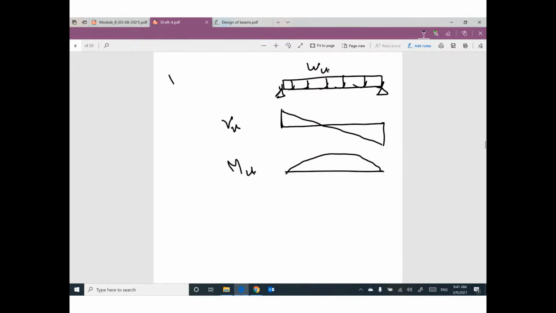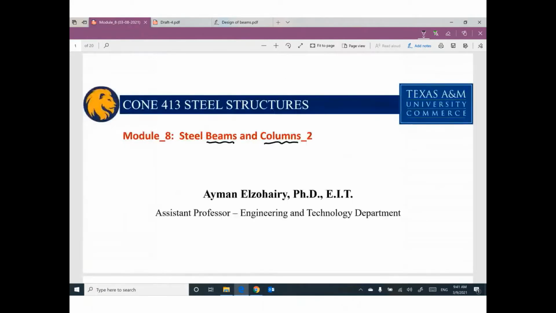If you have dead load, live load, and each beam is supporting from center line to center line, we can figure out these loads and we can draw the shear force diagram to get the maximum value, which we call V ultimate, and the bending moment diagram, where the maximum value can be called M ultimate. Today, we will start to design.